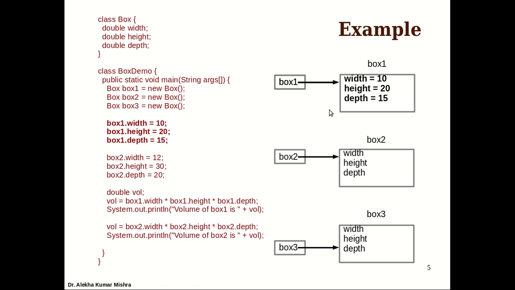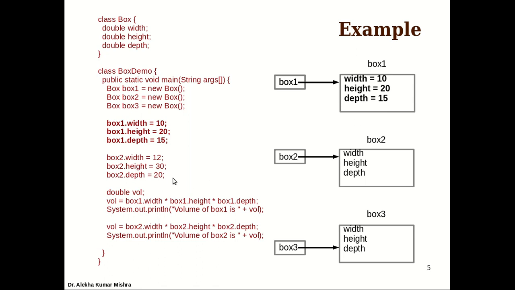of box1 changes. Box1 dot width is equal to 10, so we are assigning the value 10 to the width, 20 to the height, and 15 to the depth. Initially it was none, nothing; no value was assigned. So the state is now that the width, height, and depth of box1 are 10, 20, 15 respectively. By modifying the data fields, we can change the state.